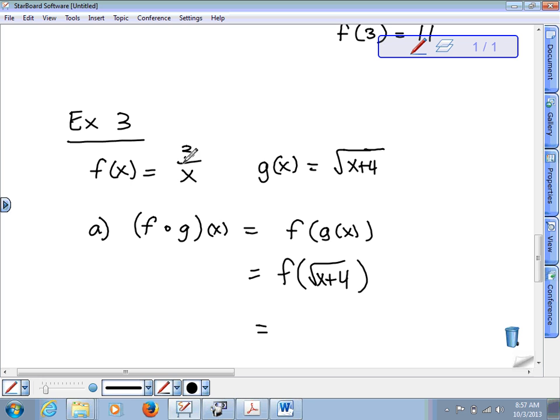So now we have to consider the f function. The only spot in the function that anything could be placed as an input is this x in the denominator. So the f function says 3 divided by some kind of an input. Usually it's x, but x now gets replaced with what? Square root of x plus 4.